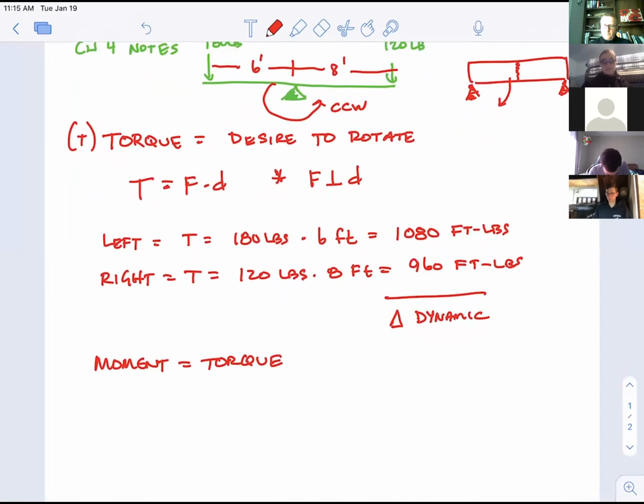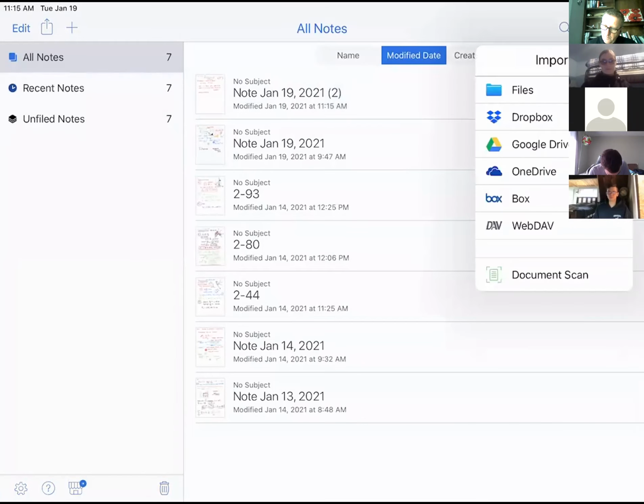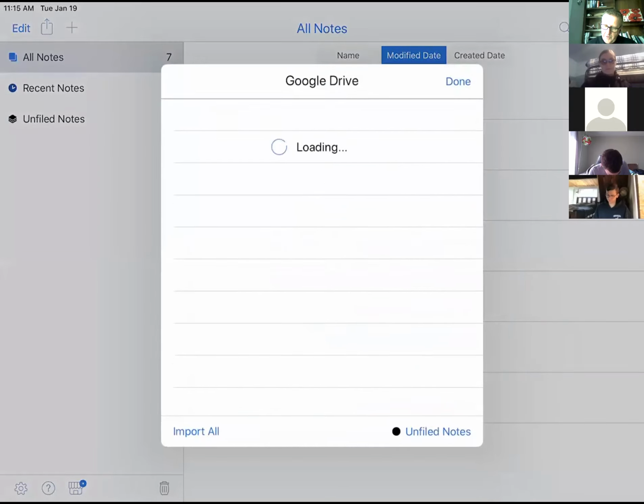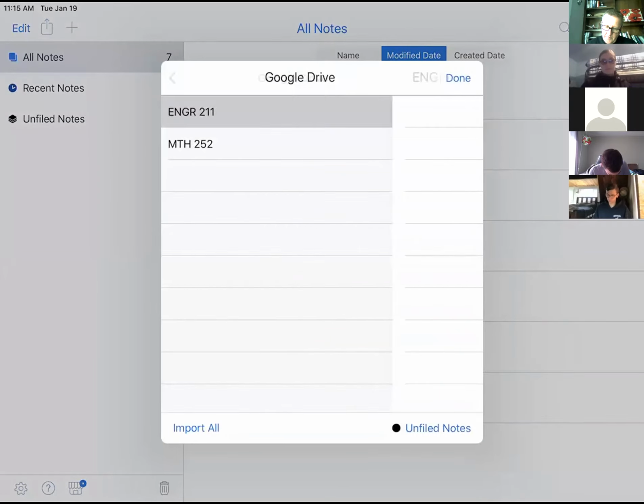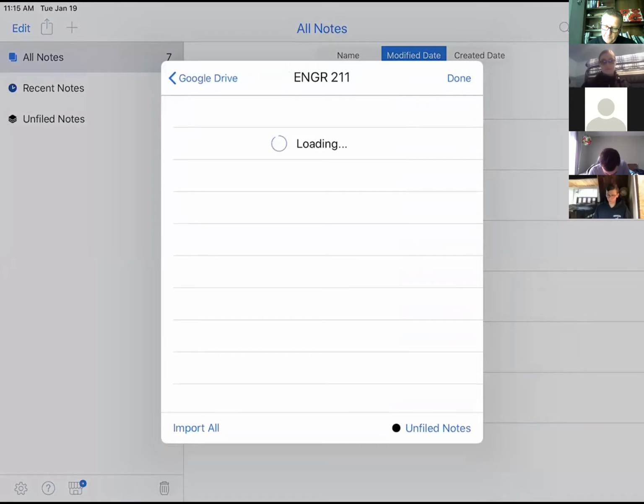Now, let's get serious about this. I'm going to show you a practical and somewhat challenging example of this.